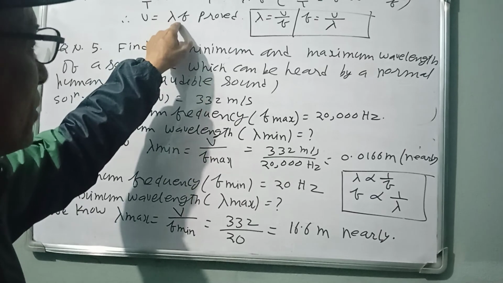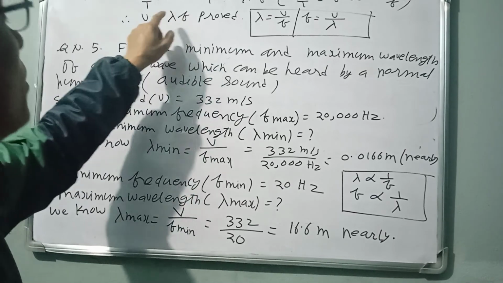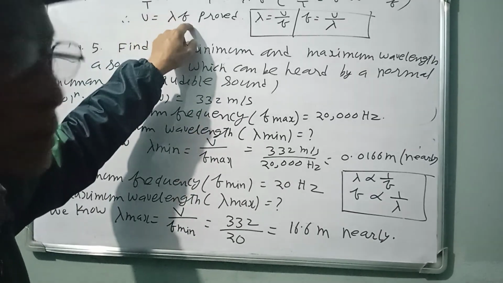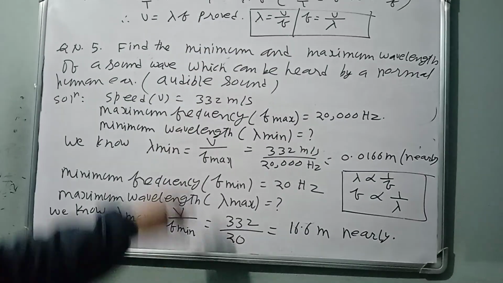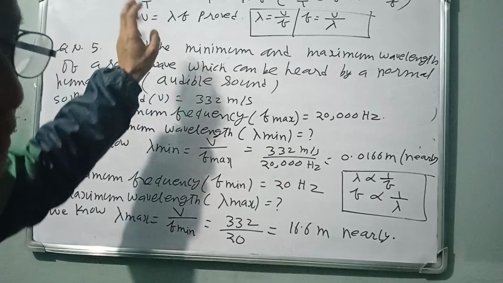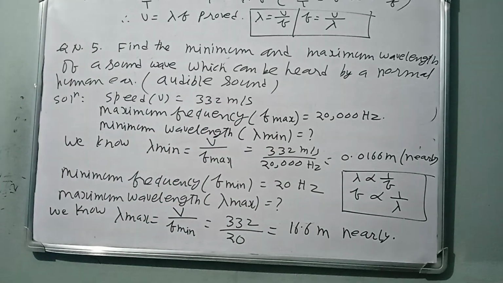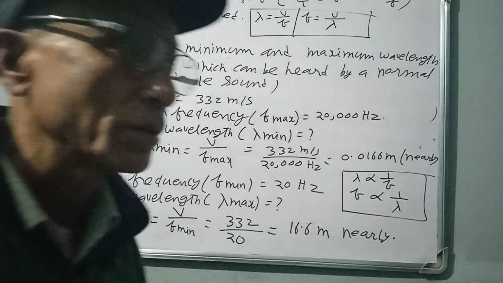When lambda increases, frequency decreases. When lambda decreases, frequency increases, but their product is the same in all cases. So the speed of sound is constant in air. Okay, this much for today.